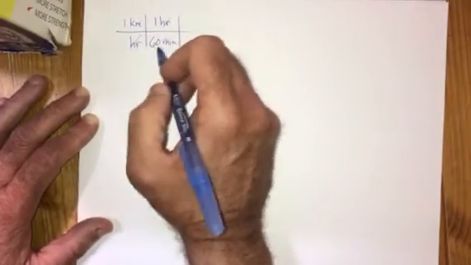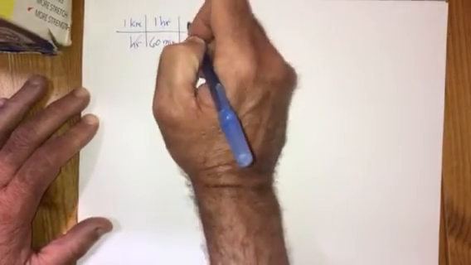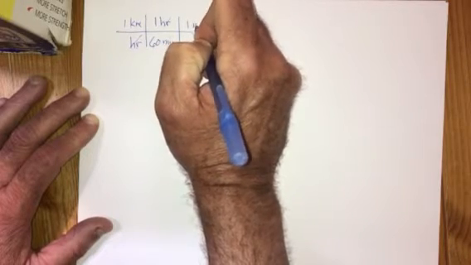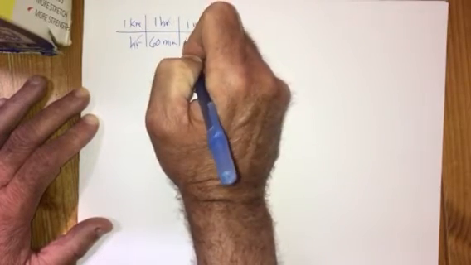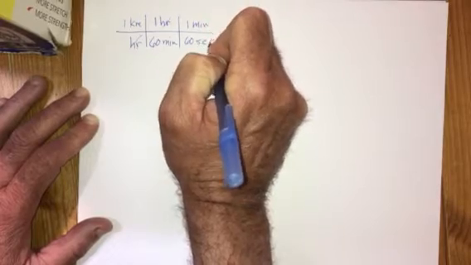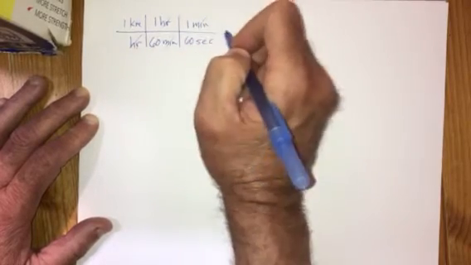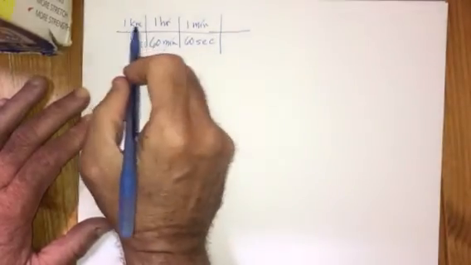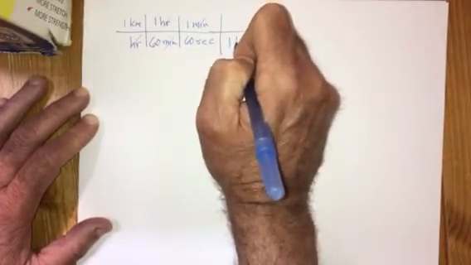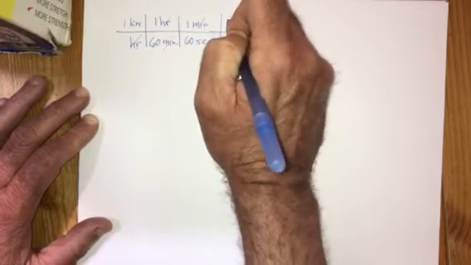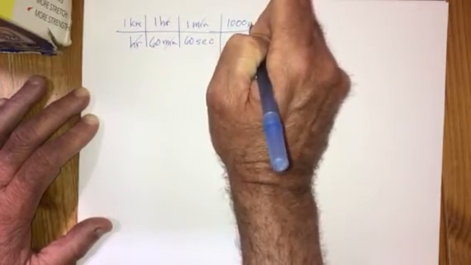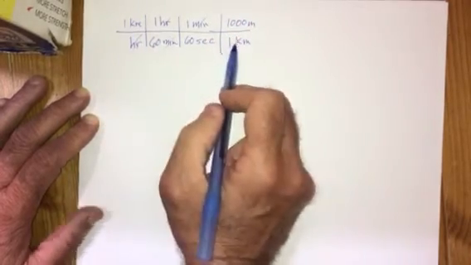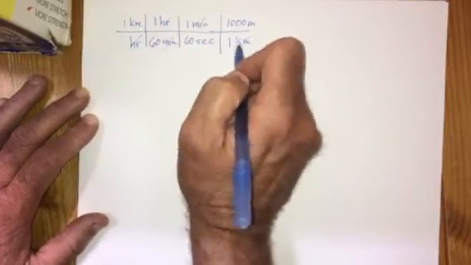In the next cell, we're going to convert minutes to seconds. And we know that for every 1 minute, there are 60 seconds. So now the minutes cancel. And then we're going to go way back here to kilometers, and we know that for every 1 kilometer, there are 1,000 meters. Notice that I wrote the kilometers on the bottom so that they will cancel also.